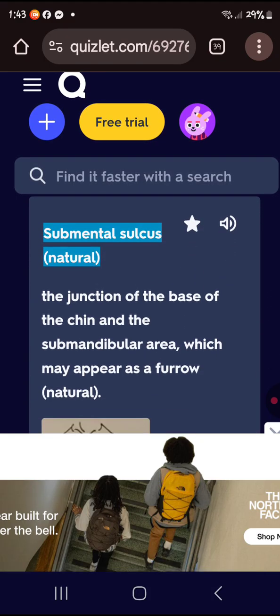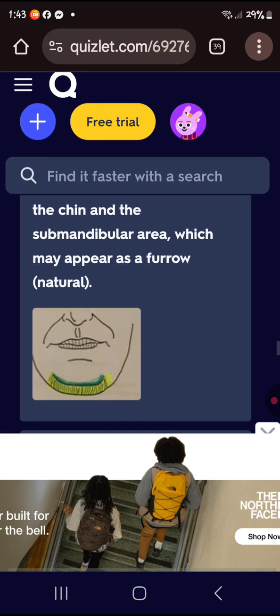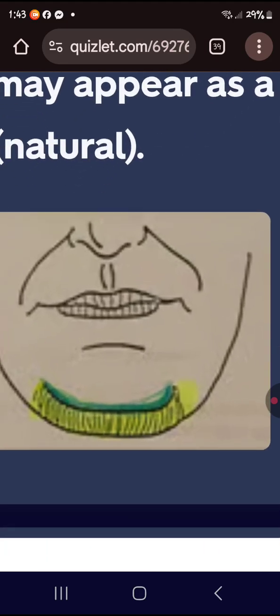Submental sulcus, which is natural. Sub means like bottom, and we're not talking kinky stuff. Sub means just below, in general, like submarine. Mental is chin. Sulcus, wrinkle, furrow, groove. This is natural. It's the junction of the base of the chin and the submandibular area, which may appear as a furrow, and that is that part.